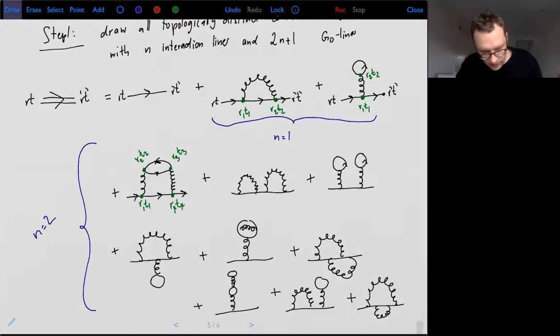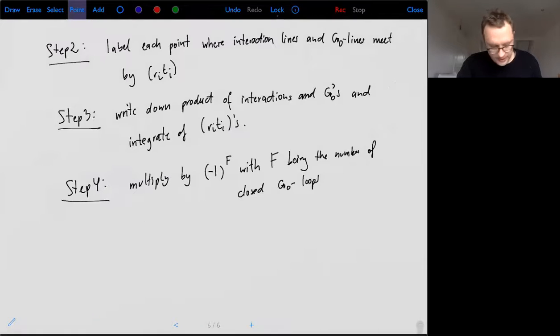Right, so for example, this diagram here has a closed G0 loop here. So this one has to be multiplied by -1. This one has 2 closed G0 loops and therefore has to be multiplied by -1 squared, so by +1, while this one has no closed G0 loops. Right? All right, so let's put these rules into action and try to evaluate at least the n=1 diagrams.